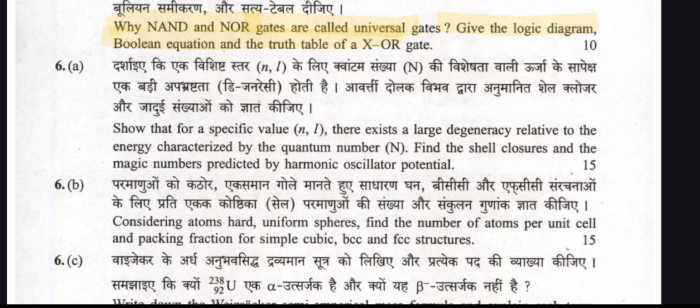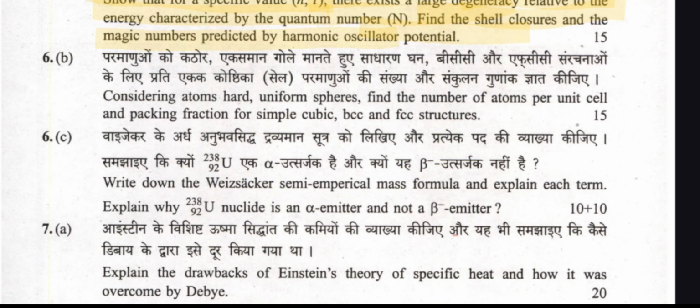And question number 6 is, show that for a specific value of n and l, the energy is characterized by the quantum number n. Find the shell closures and the magic numbers predicted by the harmonic oscillator potential. And question number B is here. You see the question number 6b.